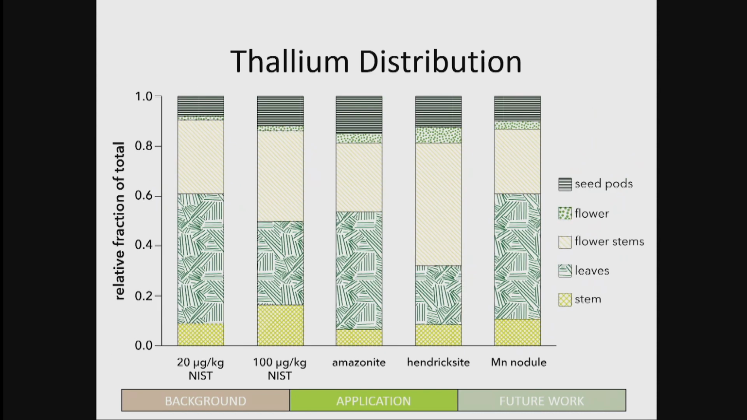Now, if we were to compare all of these across the board, so here we're just normalizing by taking the overall thallium concentration in the whole plant and breaking it up into where it actually is in that plant, we see very, very similar trends regardless of what form the thallium is in or what our starting concentration is.